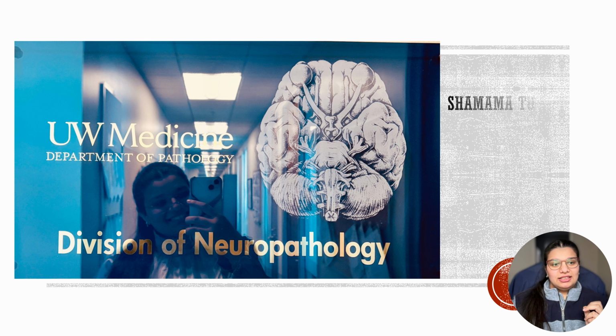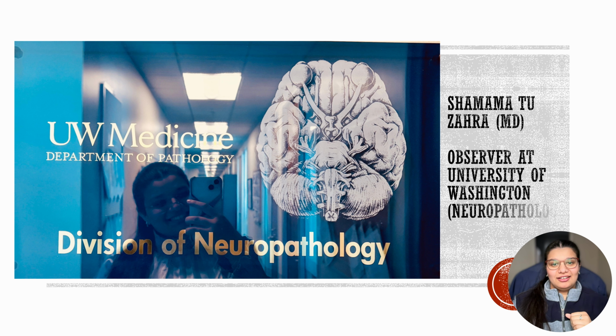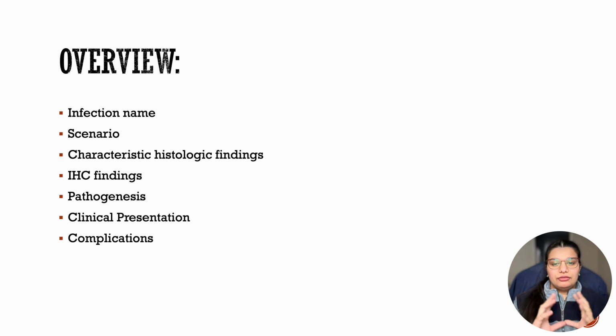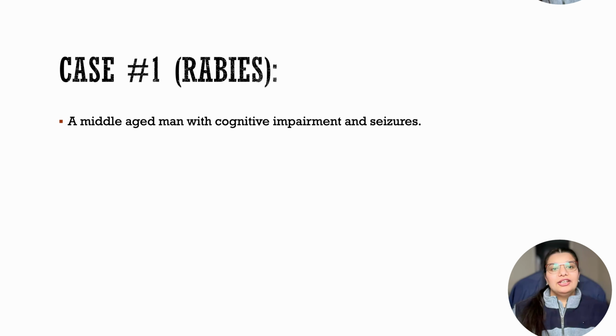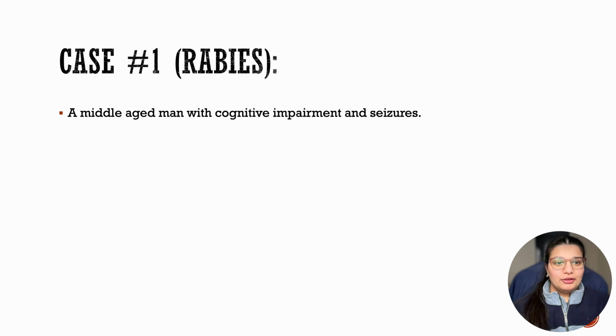This was basically my presentation at my observership rotation at University of Washington. These are going to be a series of lectures on different infections of the central nervous system. And today, our focus would be rabies. But first, an overview. The overview here is what we would actually discuss. Today, in this video, our topic of discussion would be focused on rabies.